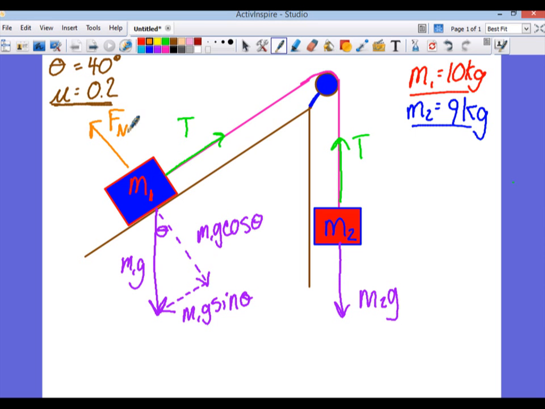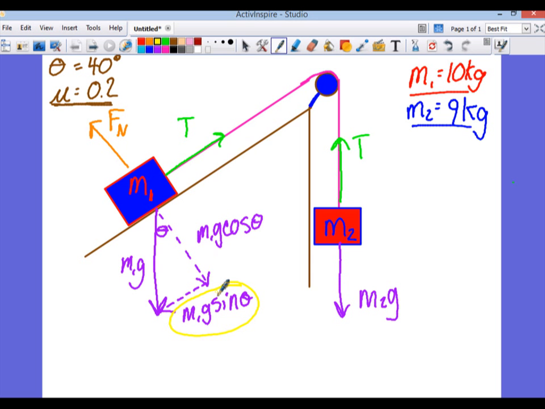So if mass 1 was all by its lonesome, what would it want to do? Yeah, it would want to go down the ramp. And what makes it want to go down the ramp? Now you will answer gravity, and I will say yes, specifically what component of gravity, and you will tell me mg sine theta. So mg sine theta makes mass 1 want to go down the ramp.